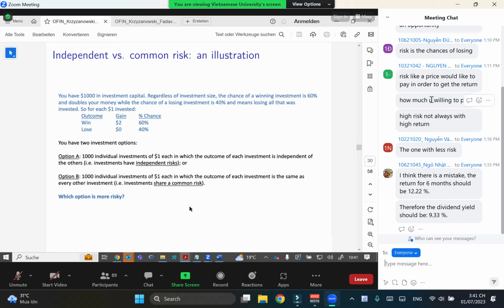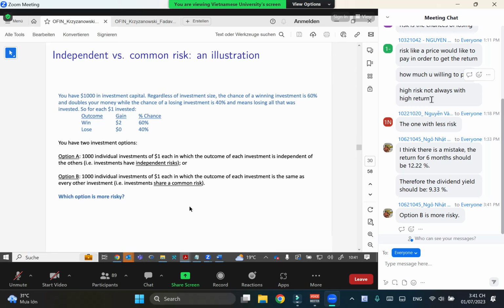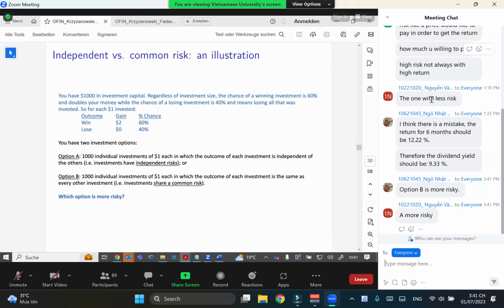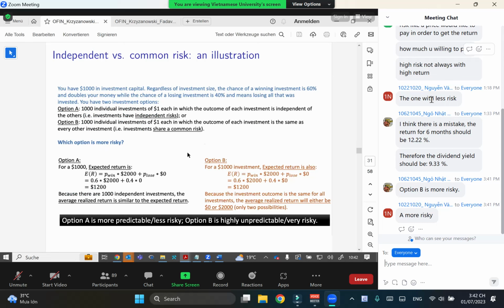Well, and now the question is, which option is more risky? What would you think? What is your opinion? Is option A more risky or is option B more risky? Okay, I see in the chat already one response. Think about it. What do you think is more risky, option A or option B? Well, I already see the correct answer. Let's make this a little clearer.